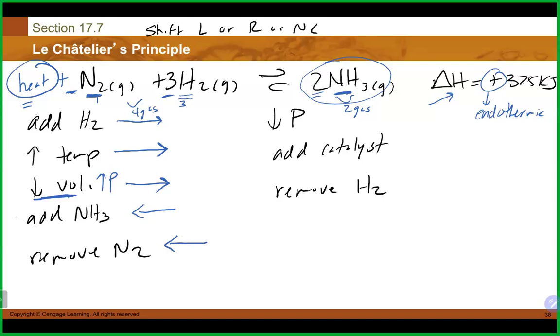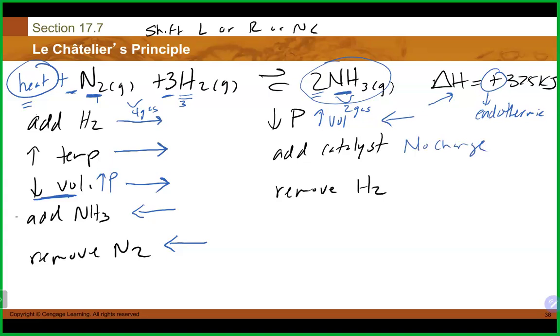Here we are lowering the pressure, which means in terms of volume, my volume should then increase. And again, with a larger volume, we need more gas molecules. In this case, more gas molecules is to the left. Lastly, here, adding a catalyst will cause no change to occur.